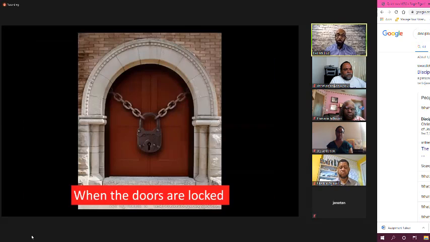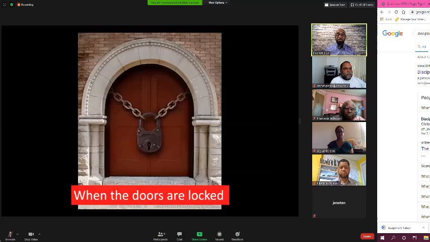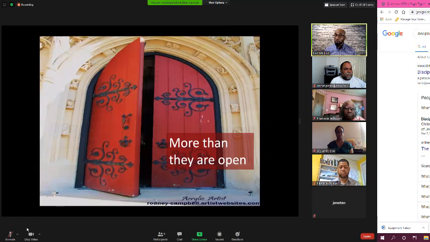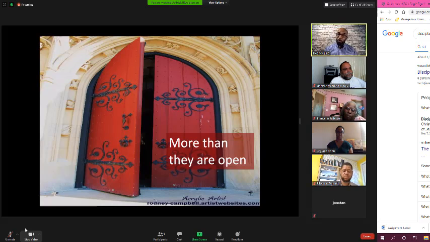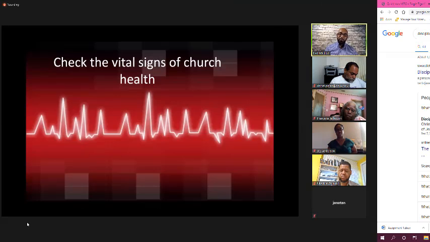Check the vital signs. When the doors are locked more than the doors are open, then the church is out of balance. Can anybody here resonate with what I'm saying to you right now? Right? Most of our church doors are locked more than they're open. Most of the time, when you go to a board meeting, the discussion is, let's talk about the finances, let's talk about the budget, let's not talk about the mission and whether or not we're on track with mission. The church is out of balance.